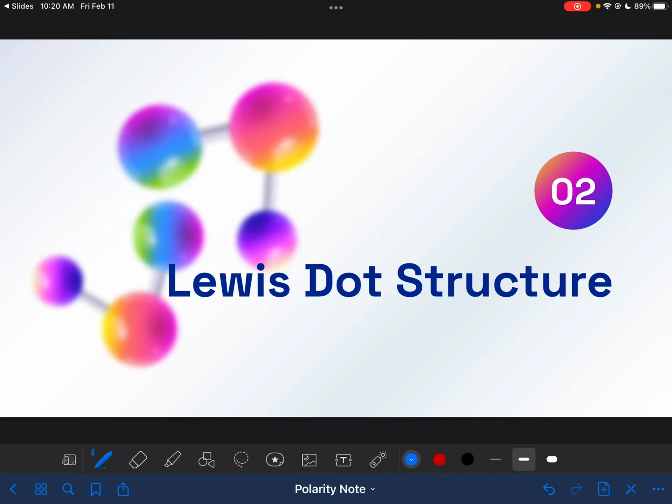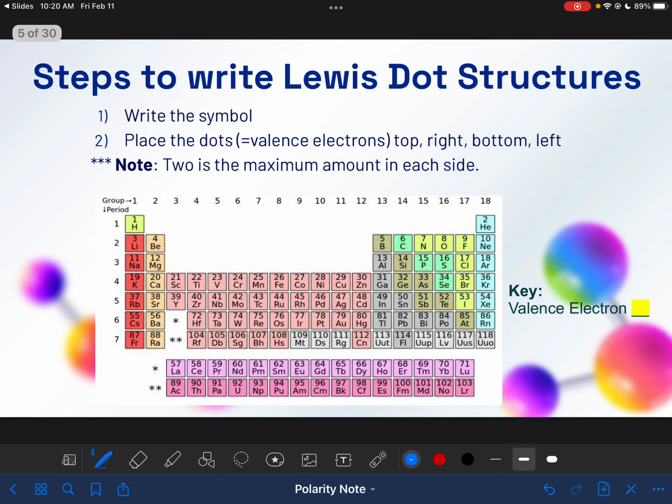Now let's talk about Lewis dot structure. In the Lewis dot structures, there are some steps that we need to follow. Number 1 says write the symbols. Number 2 says place the dots, which represent the valence electrons, top, right, bottom, left. Now the order doesn't matter, but I usually just remember it as a compass so that you remember where to plug in the valence electrons. Note that 2 is the maximum amount on each side. So make sure that you remember that as we go along with these examples. But before that, let's talk about the valence electrons.